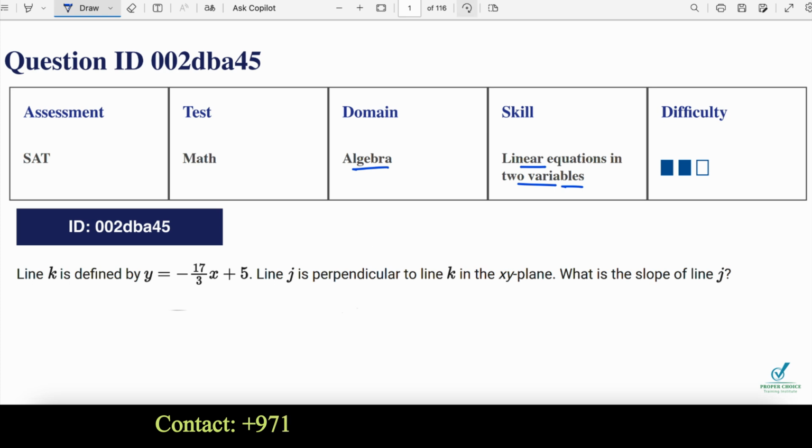Let's start with the question now. Line K is defined by this equation. Line J is perpendicular to line K in the xy plane. What is the slope of line J?